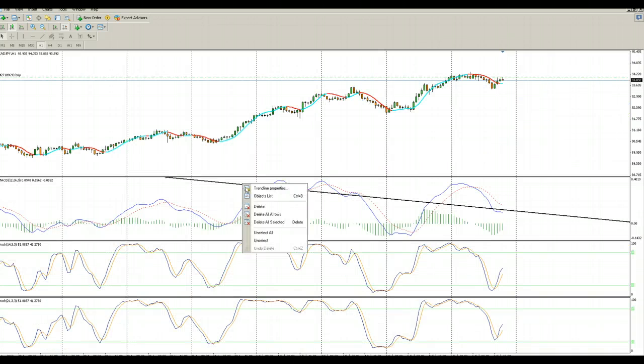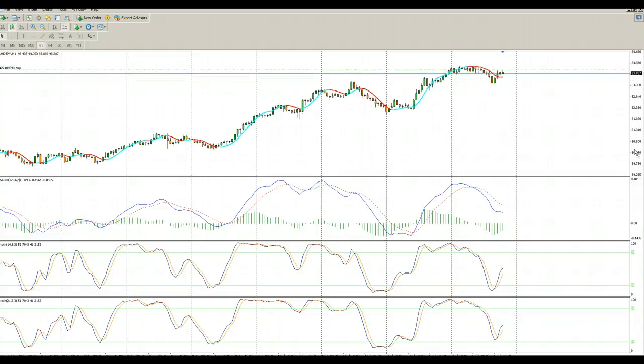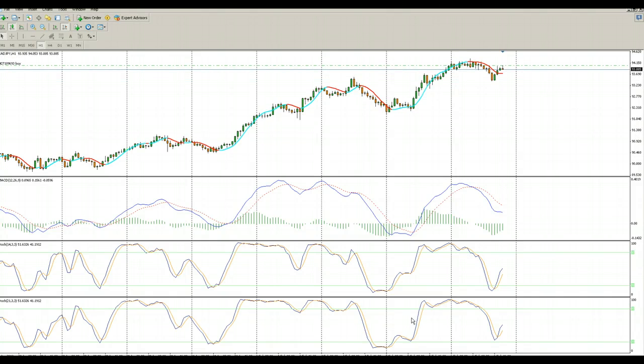The other indicators I like using are stochastics, which are the ones on the bottom here. I use a 14-3-3 and a 21-3-3 stochastic indicator. Two stochastic indicators, and the way to trade the stochastics indicator is this. We have to have a confluence of indicators.